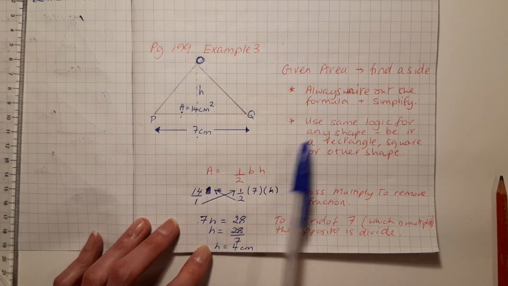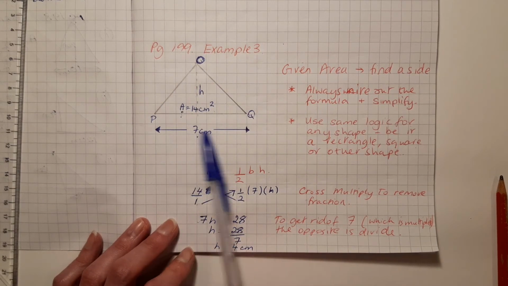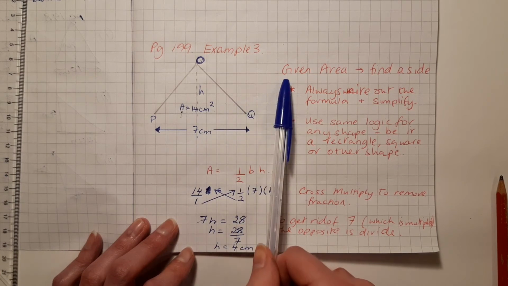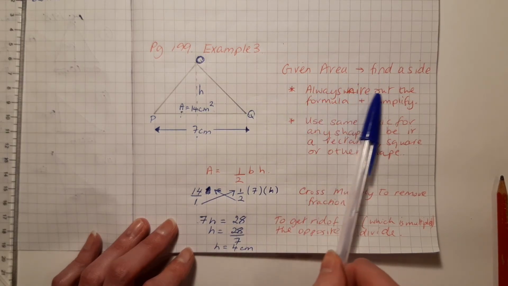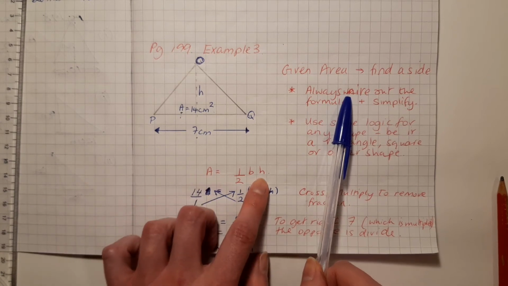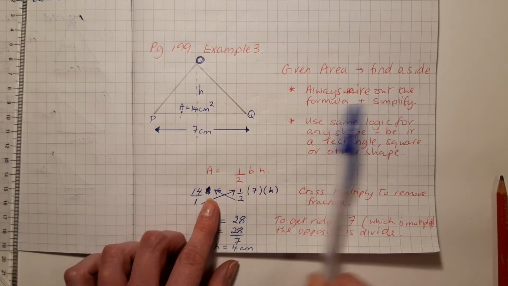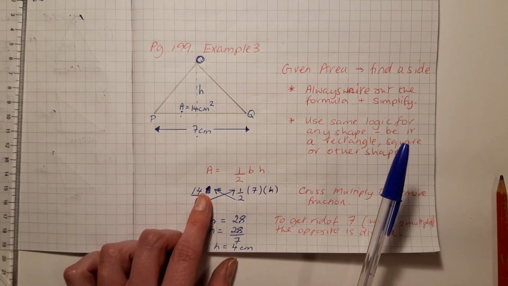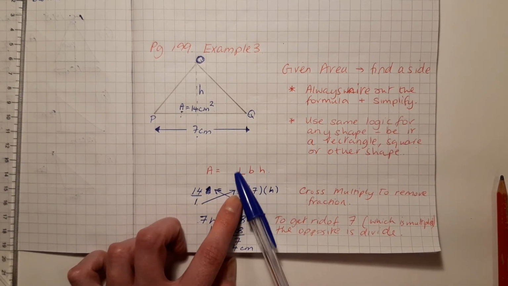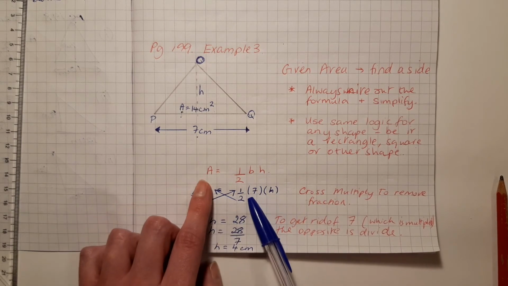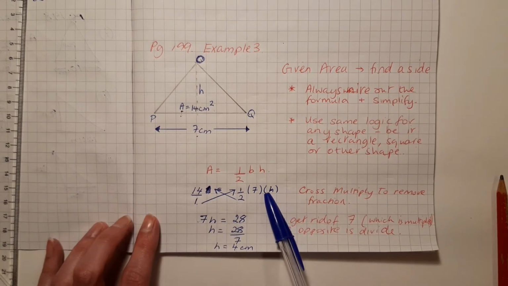So just going back through the basics. In some questions, you'll be given the area. What you should do with the shape is always write out the formula. So I did. And then simplify it. By simplifying, you're subbing in the numbers you've been given. So I was given that the area was 14. Half is part of the actual formula, so that goes in every time. The base of this question is 7, and the height of this question is h.